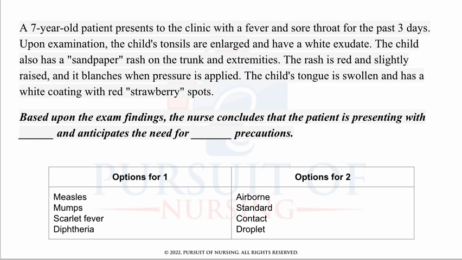Based upon the exam findings, the nurse concludes that the patient is presenting with blank and anticipates the need for blank precautions. So there are a few very characteristic assessment findings here. We have a sandpaper type rash and red strawberry spots on the patient's tongue. So knowing that, recognizing those assessment findings, what disease process is the patient presenting with, and then what precautions would you need for that disease process.